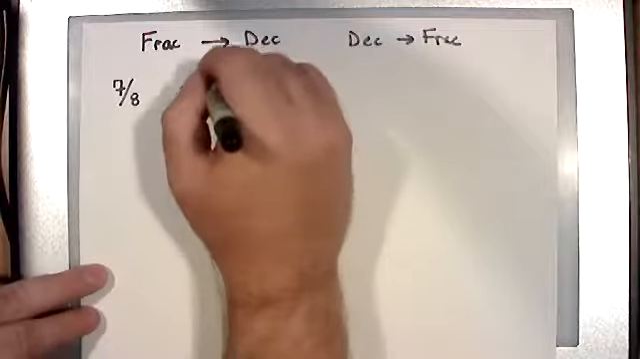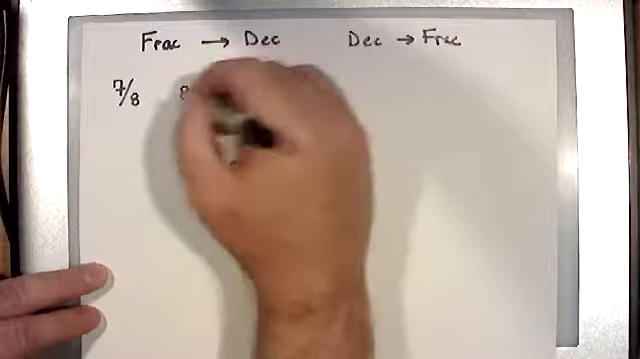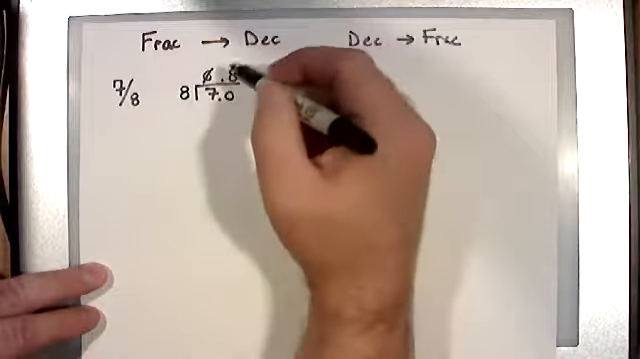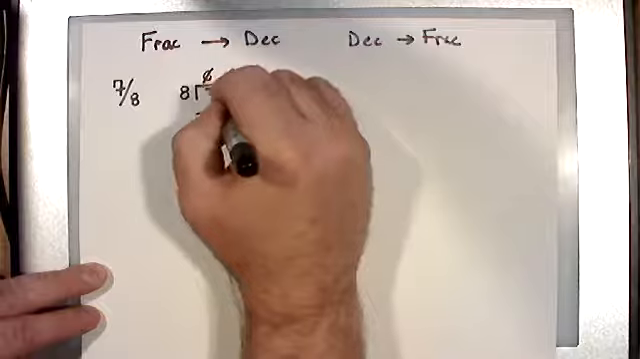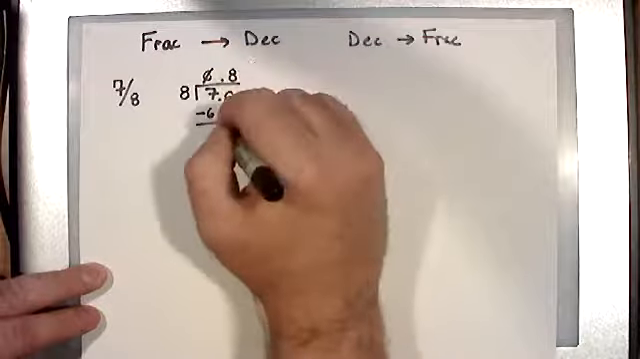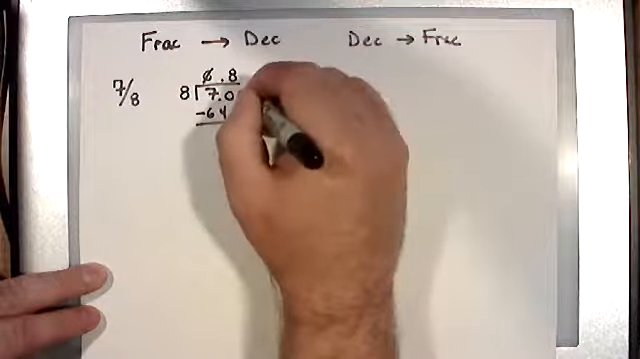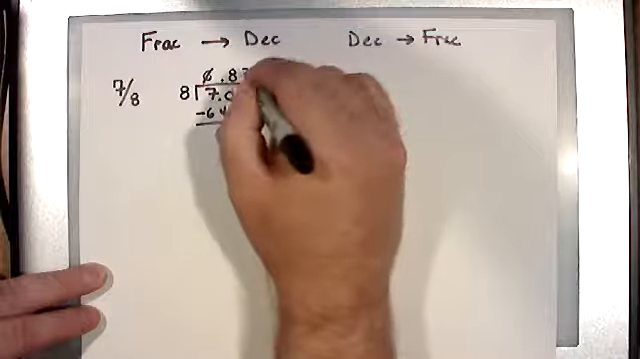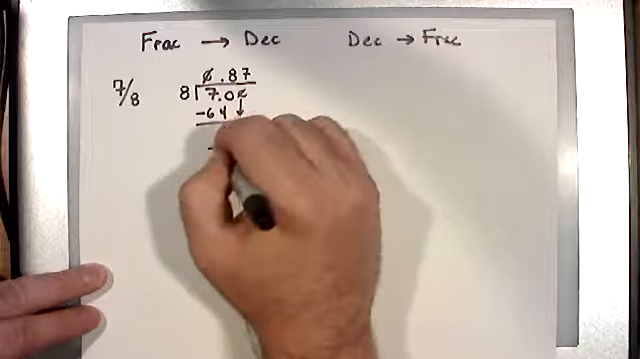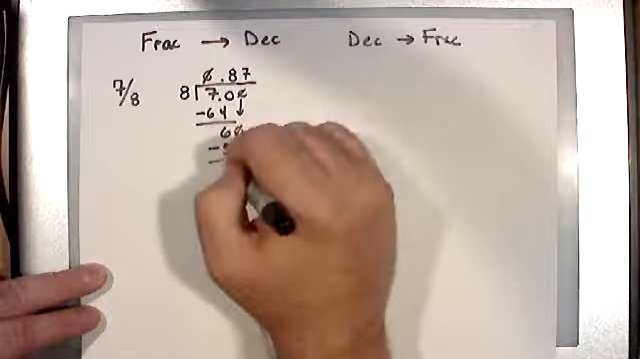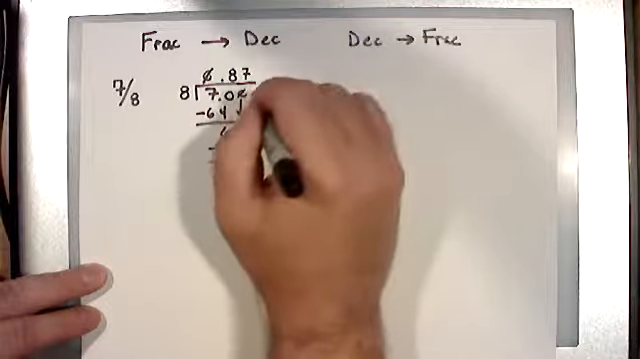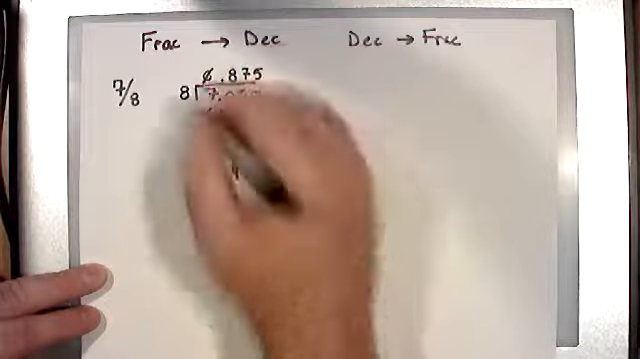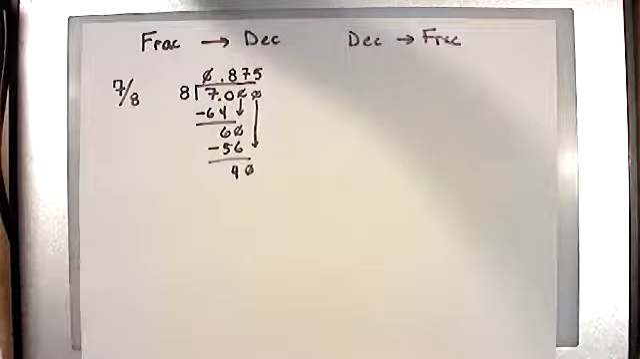So 8 goes into 7 0 times. We can go ahead and move over. 8 goes into 70 8 times. Knowing your times tables speeds this up. 8 times 8 is 64. 70 minus 64 is 6. Remember, with decimals, you've got to keep going until it ends. 8 goes into 60 7 times. 7 times 8 is 56. 60 minus 56 is 4. It didn't end, so we keep going. 8 goes into 40 5 times, and then that's going to be clean, right? 5 times 8 is 40.